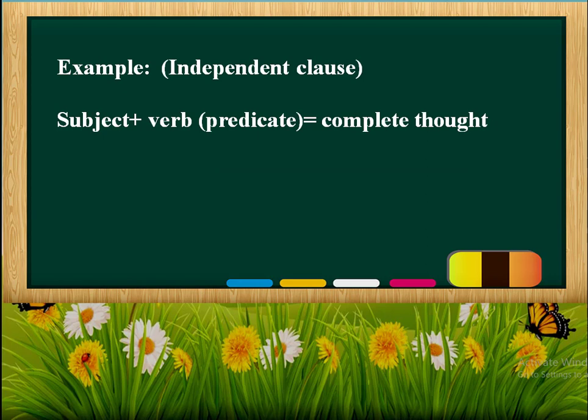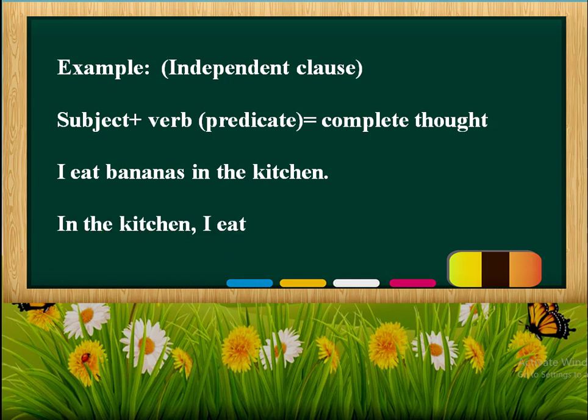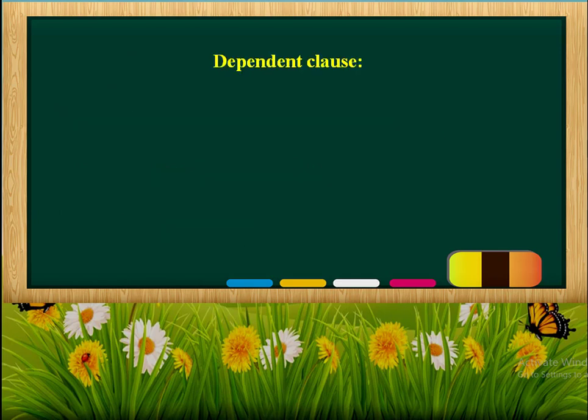For example, subject plus verb or predicate, we get a complete thought. I eat bananas in the kitchen. It is an independent clause. In the kitchen, I eat. Dependent clause.